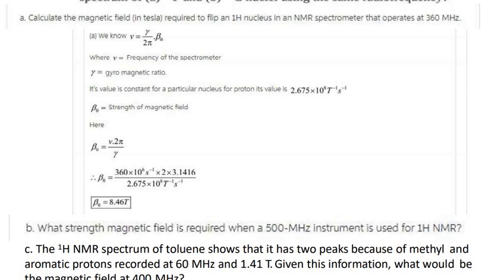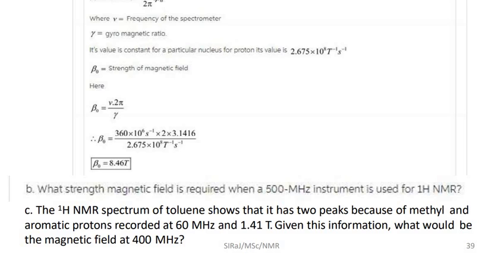And similarly, what magnetic field strength is required when a 500 megahertz instrument is used for proton NMR? For that we can easily calculate the value.